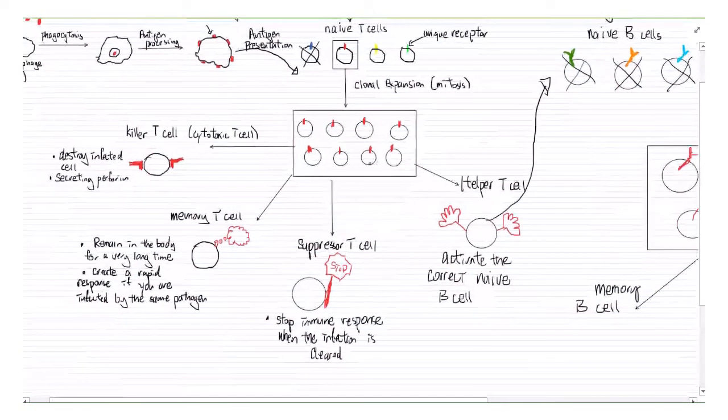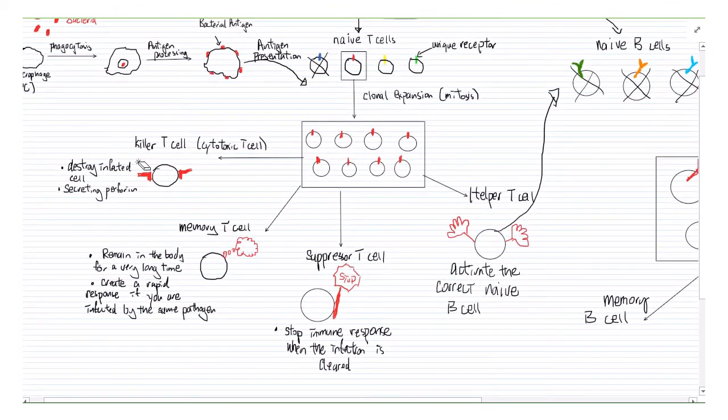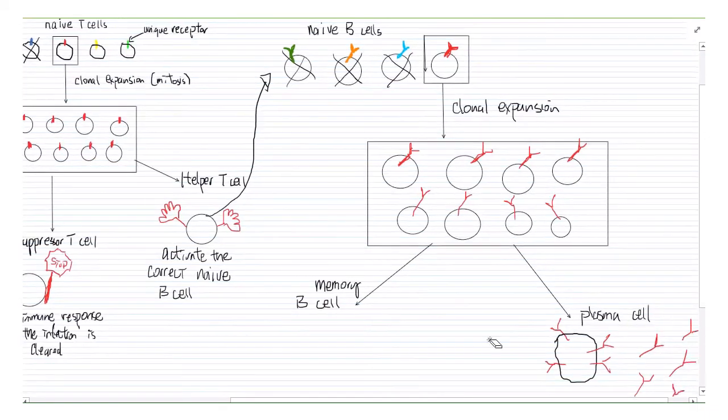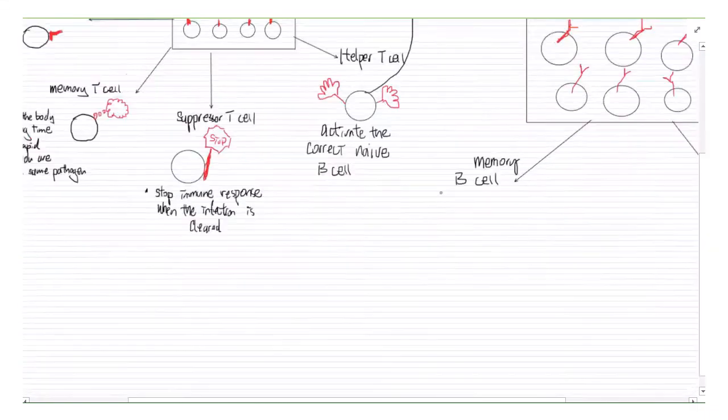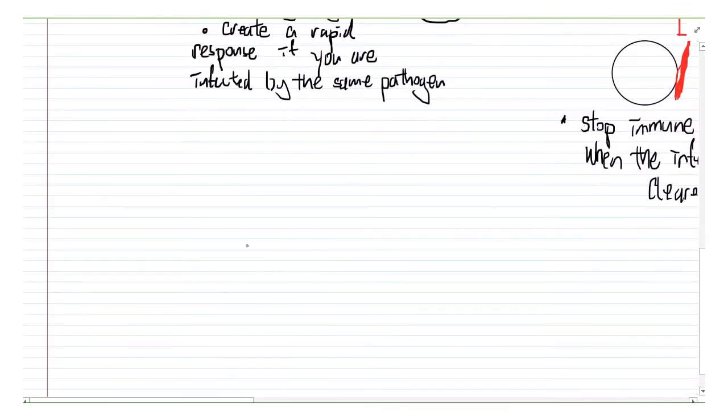So a couple other things that I want to add to the diagram. The cells that the naive cells can become, the killer T cells, memory T cells, suppressor T cells, and helper T cells, are called effector cells. So there are 4 different types of effectors for naive T cells, and there are 2 types of effectors for naive B cells. Let me just quickly summarize it for you down here.